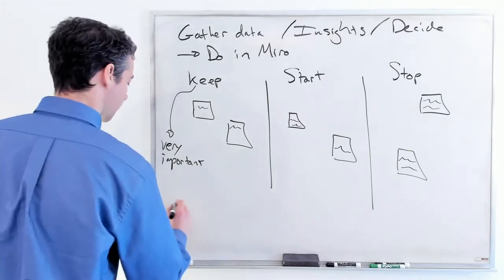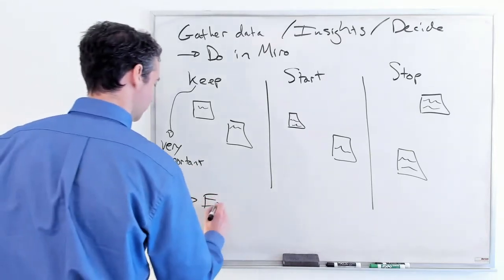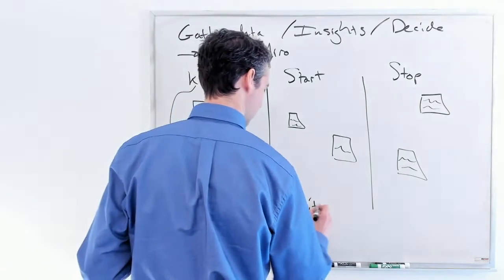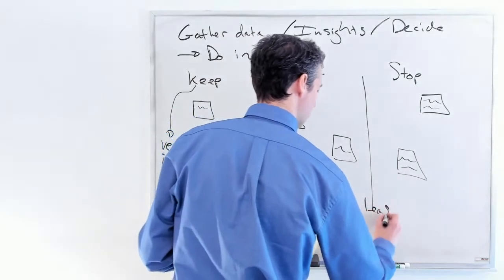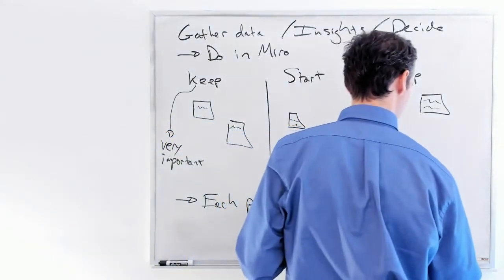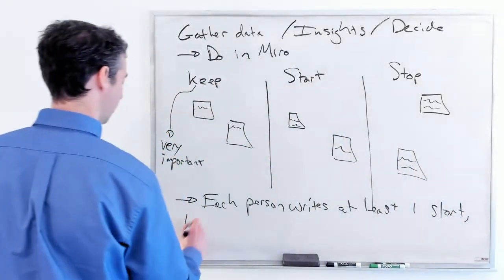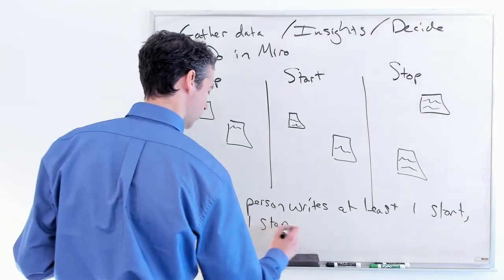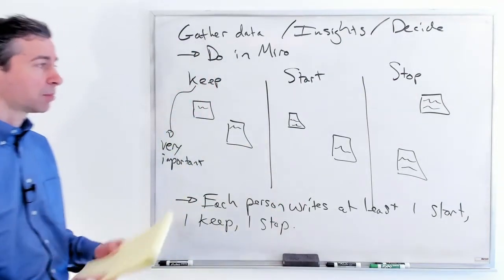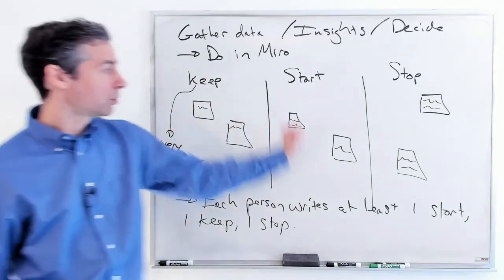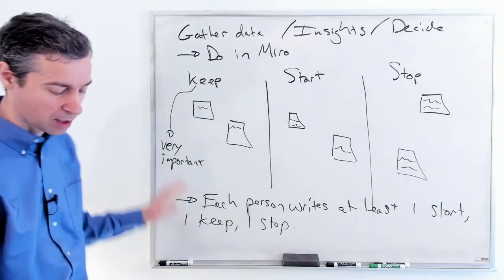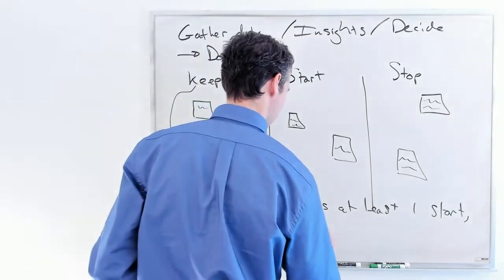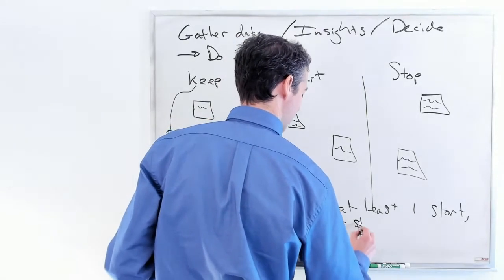All right. So the first step here is that each person writes at least one start, one keep, and one stop. Okay, you can write more than 3 stickies, but each person needs to go and put one sticky in each of these columns. You're going to do this all at the same time. So all at the same time.